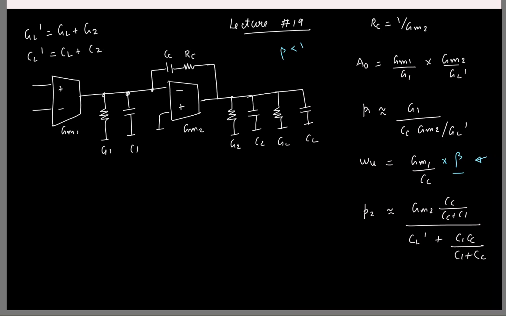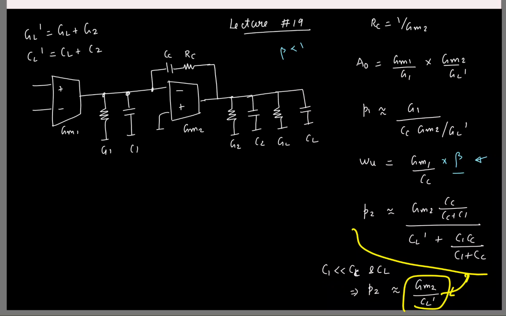And again, here if I assume C1 to be much smaller than CC and CL, then what is P2 approximately? GM2 by CL prime. In practice, we always try to make this approximation that C1 is much, much smaller. When you say much smaller, what factor? That all depends. If C1 is 5 times smaller than CC, this expression will be a decent approximation. If it's much smaller, it will be closer. As a rule of thumb, you can say 5 or 10 times, but again, it depends.